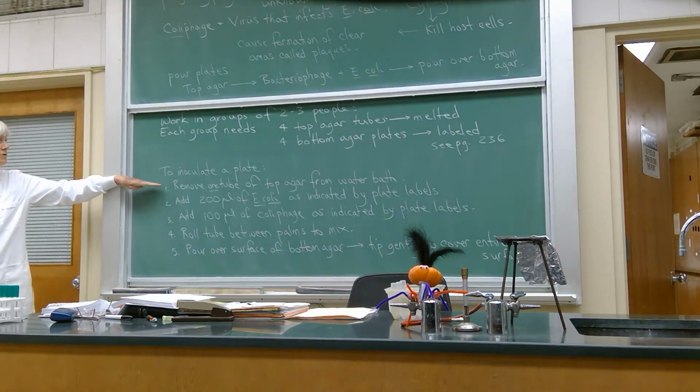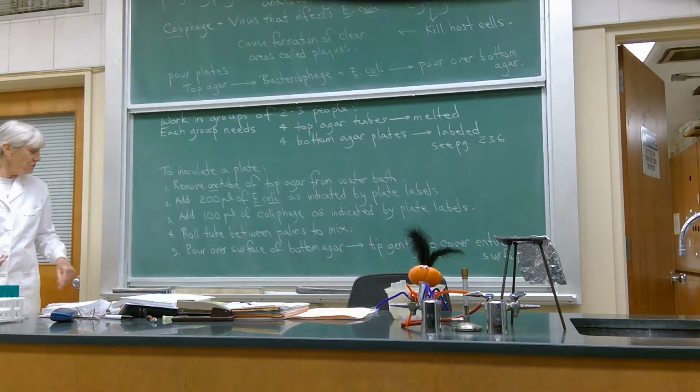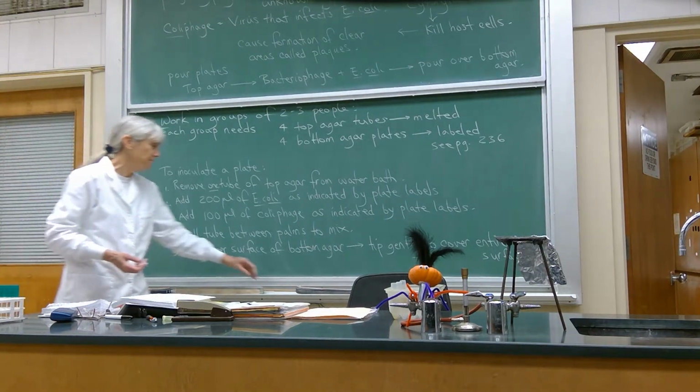You remove 1 tube of top auger from the water bath. You bring it to your workbench. You add 200 microliters of E. coli as indicated by the label on the plate. It's either E. coli number 1 or E. coli number 2. But if you're doing 200 microliters, what pipette are you using?